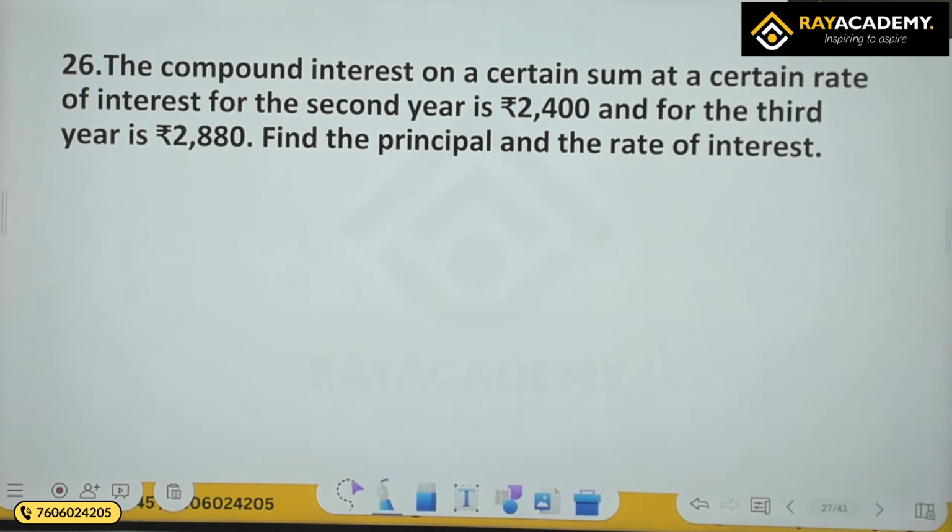The compound interest on a certain sum at a certain rate of interest for the second year is 2400 and for the third year is 2880. Find the principal and the rate of interest. This is a very interesting question.